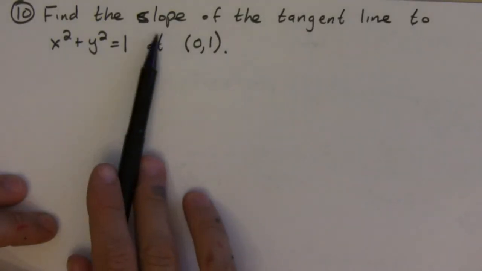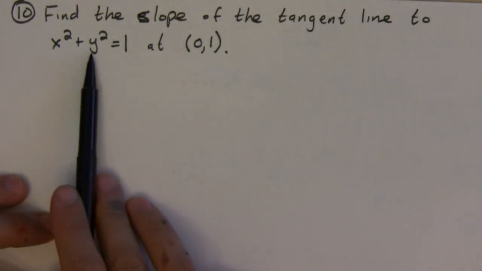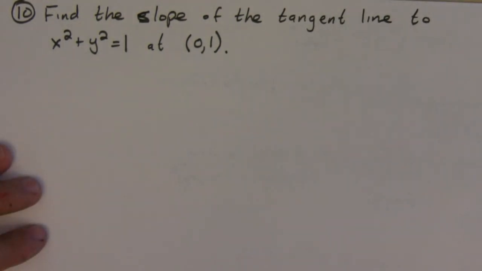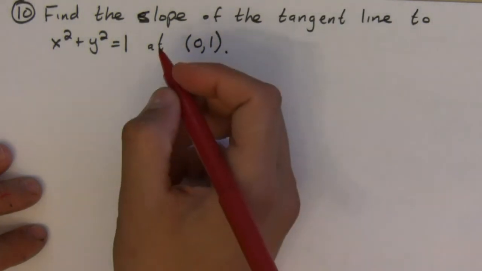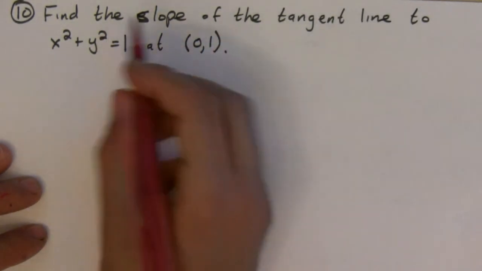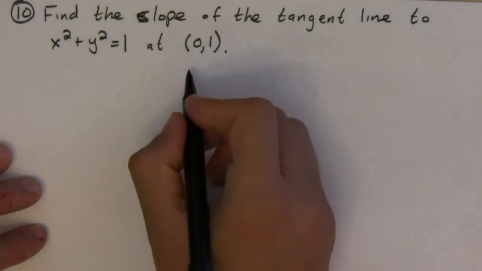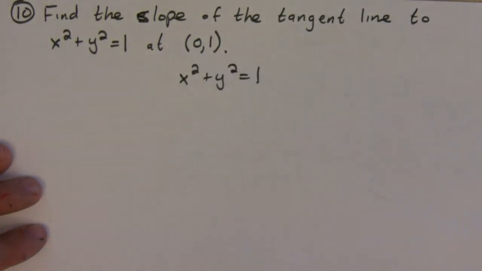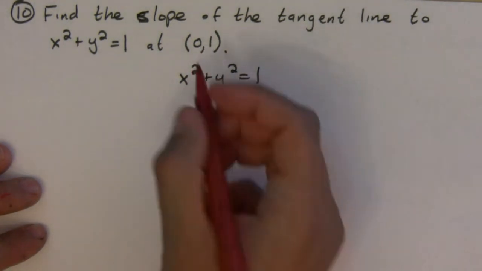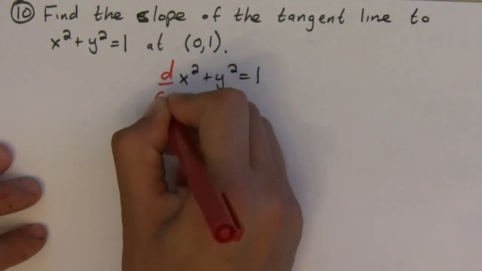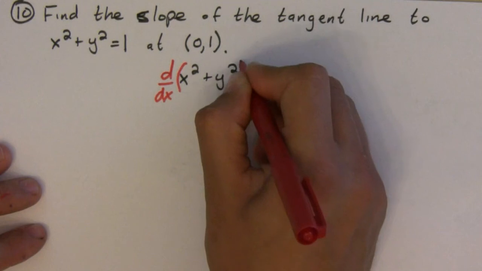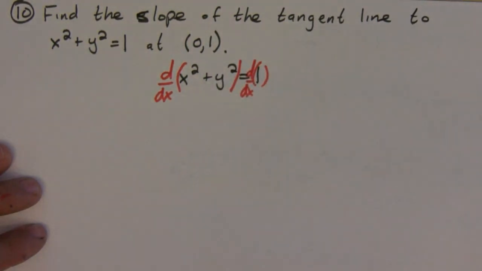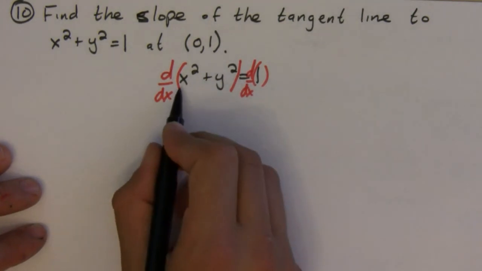Okay, so we're trying to find the slope of the tangent line to x squared plus y squared equals 1. And so basically what we do, since we're trying to find the slope of the tangent line, well, that's the same thing as finding the derivative at this point. So we'll get the derivative of both sides, and now we already did this in the very first problem. So I'll go through it a little bit faster this time.